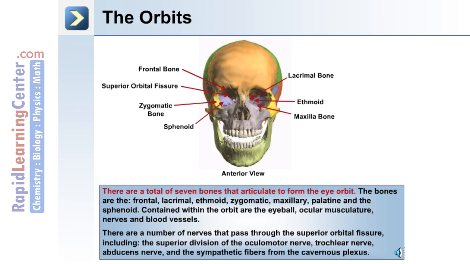And there are a number of nerves that pass through the superior orbital fissure, including the superior division of the oculomotor nerve, the trochlear nerve, the abducens nerve, and the sympathetic fibers from the cavernous plexus.